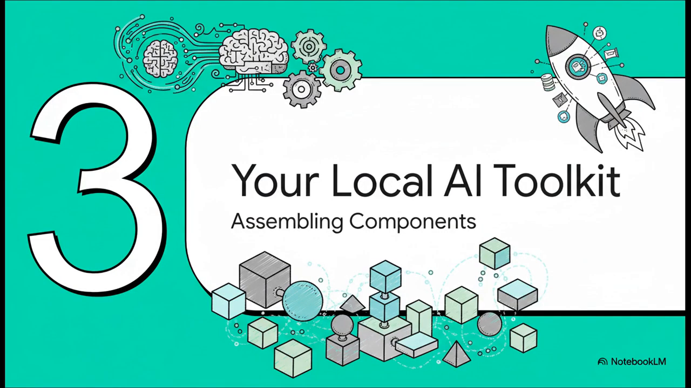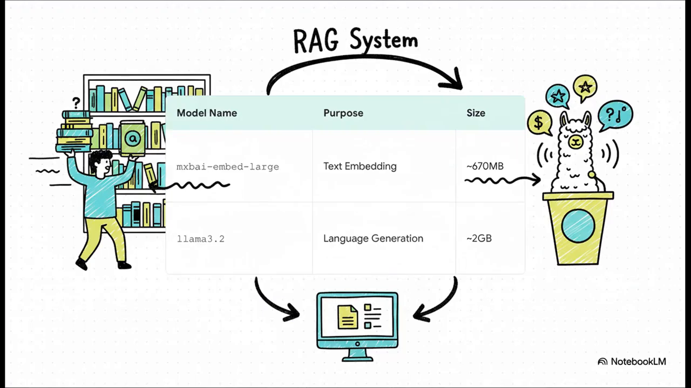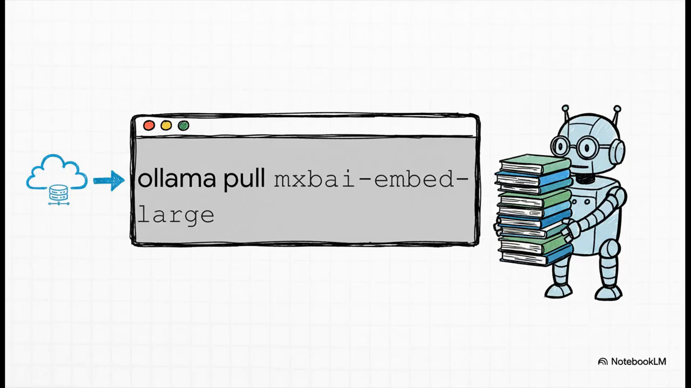All right, enough theory. It is time to get our hands dirty and assemble the toolkit. First things first, we need to get the actual AI models that are going to be the heart and soul of our system. We need two key players on our team, and we've picked these because they're both powerful and small enough to run smoothly on most modern computers. Think of mxbai-embed-large as our super-fast librarian. Its only job is to create those digital fingerprints for searching. Then we have Llama 3.2, who is our brilliant writer. This is the model that takes all the information found by our librarian and crafts it into a fluent, human-like answer.